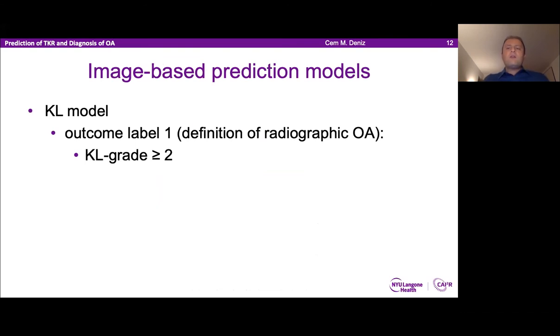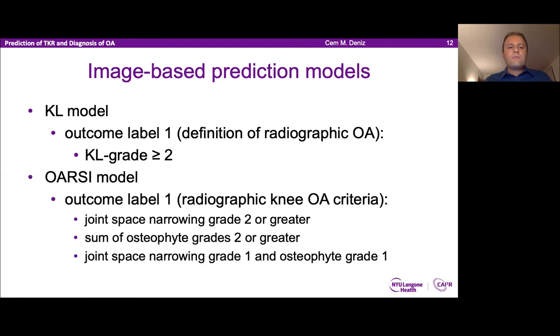So to compare our deep learning model with other image-based prediction models, we define the KL model as if the subjects or if the images have KL grade higher than 2, we define the output label as 1. So this is the definition of radiographic OA used in clinics.